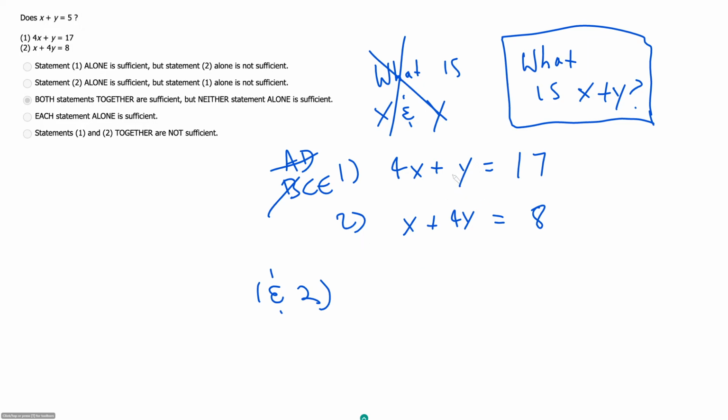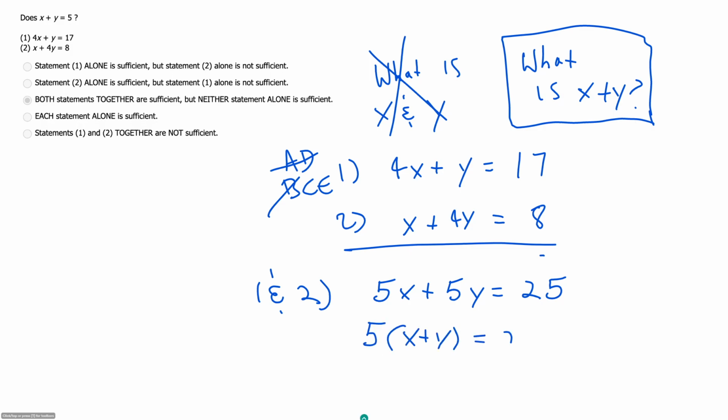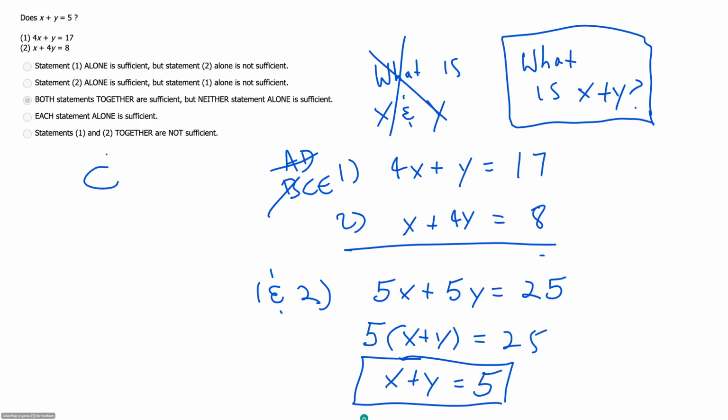Together, you can try solving for x and y individually, or even easier, one thing that I noticed is that if I were to just add these 2 equations together, I get the equation I wrote out before. And here I know x plus y can be isolated by factoring out this 5. So together, I can figure out that x plus y actually is equal to 5, which is sufficient to answer yes to our question. C.